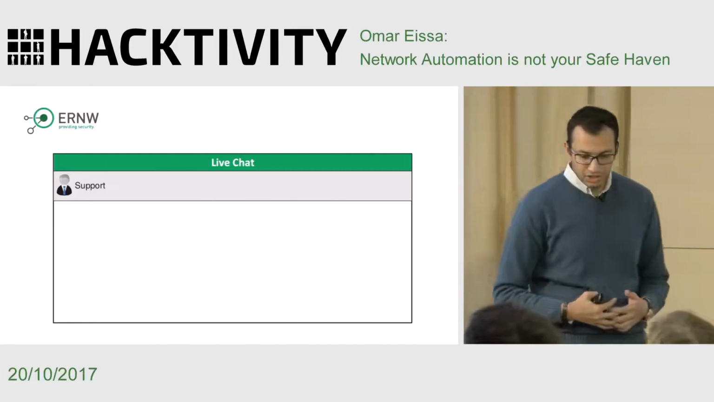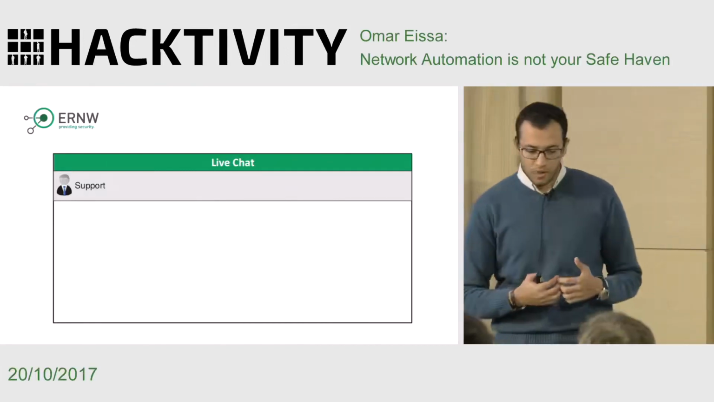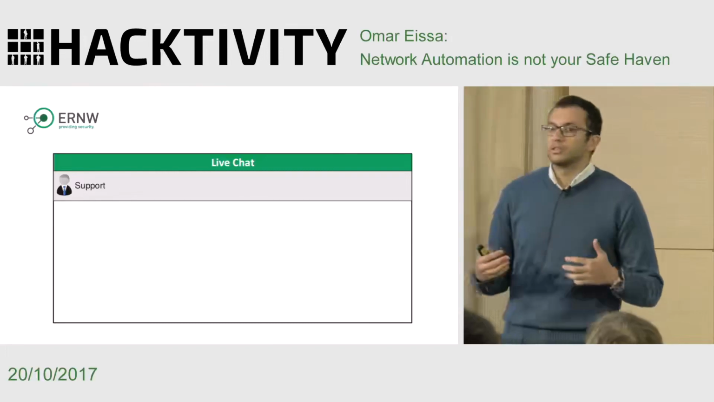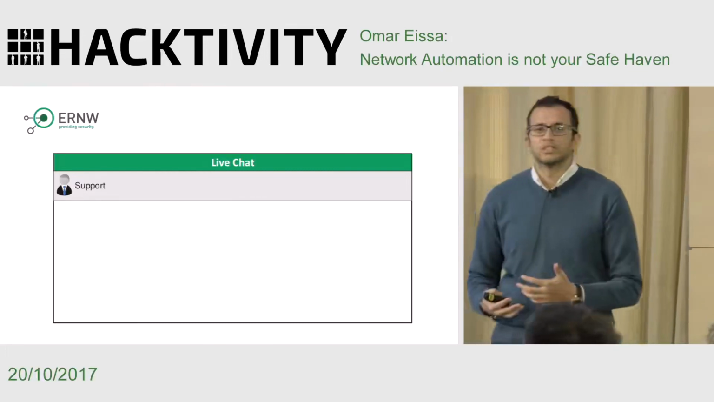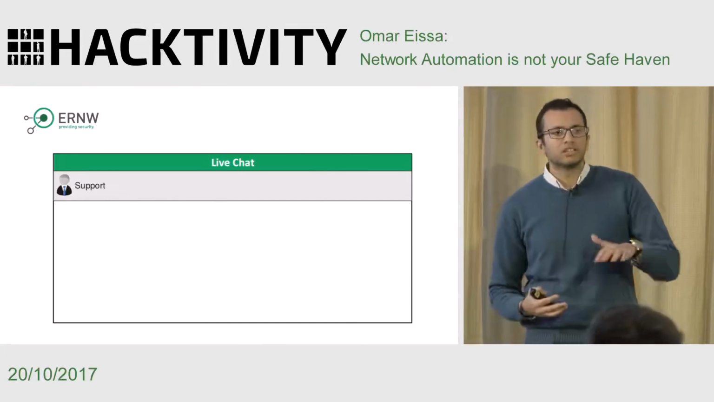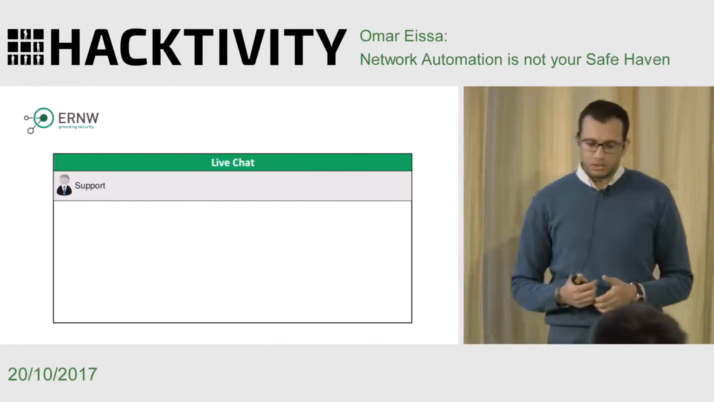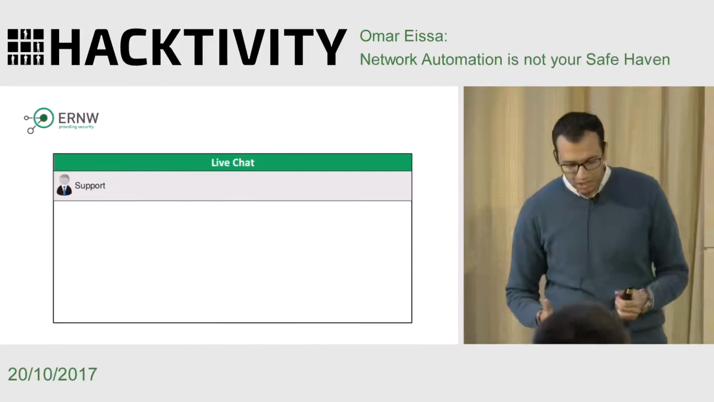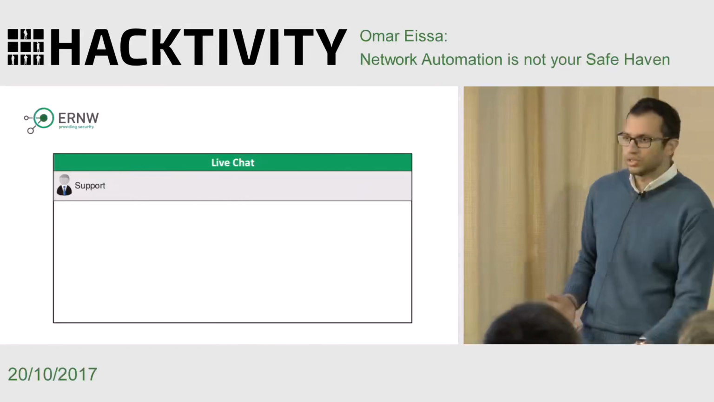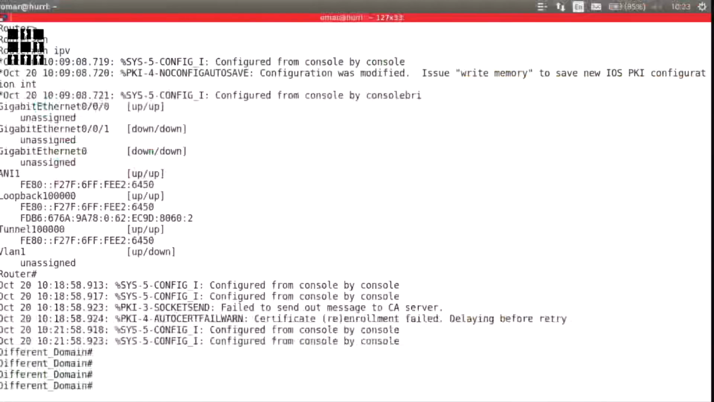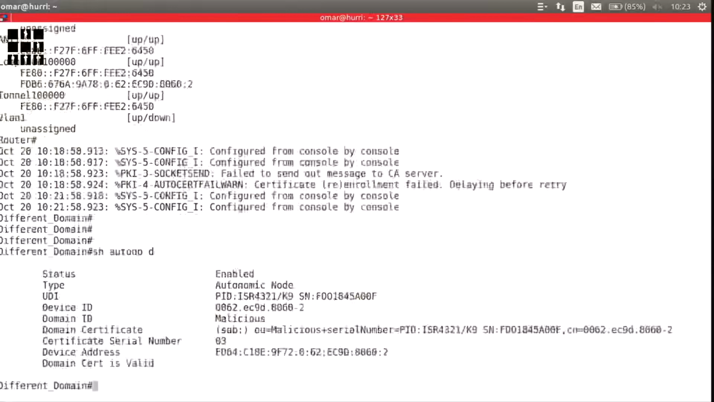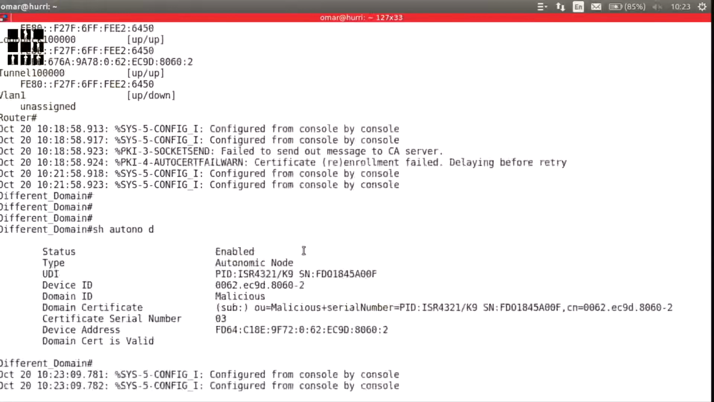So the first idea I had on my mind, while we are speaking about this, is that they said two different devices from two different domains cannot communicate together, or at least they will not be neighbors. So what I'll try here, even as a basic thing, is to connect to a device from a different domain and see how it goes. So this is from a different domain. Its domain name is malicious, as we see here.